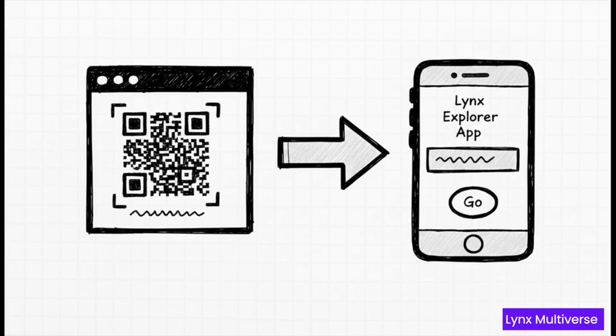All right, so once that dev server is up and running, you're going to see a QR code and a bundle URL pop up in your terminal. Since we're using the simulator, you're just going to copy that URL, paste it into the little input box inside the Lynx Explorer app, hit go, and boom, your app will load right up.